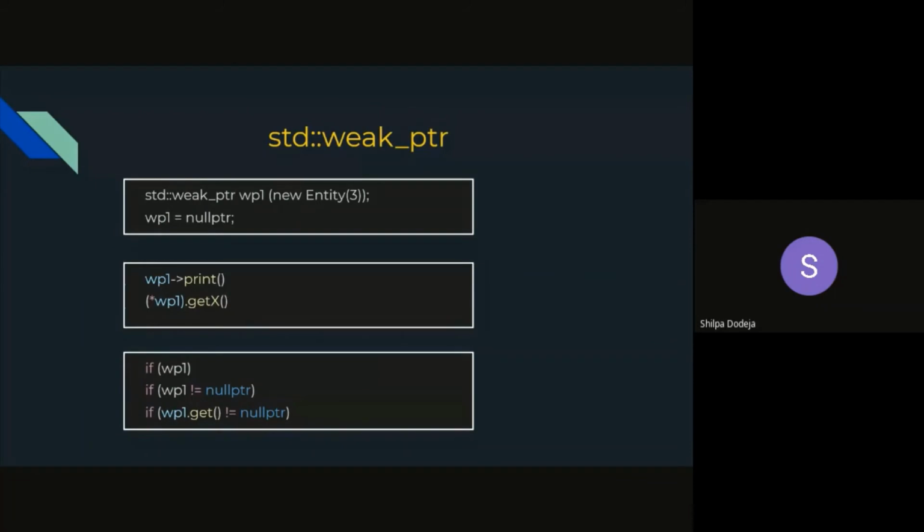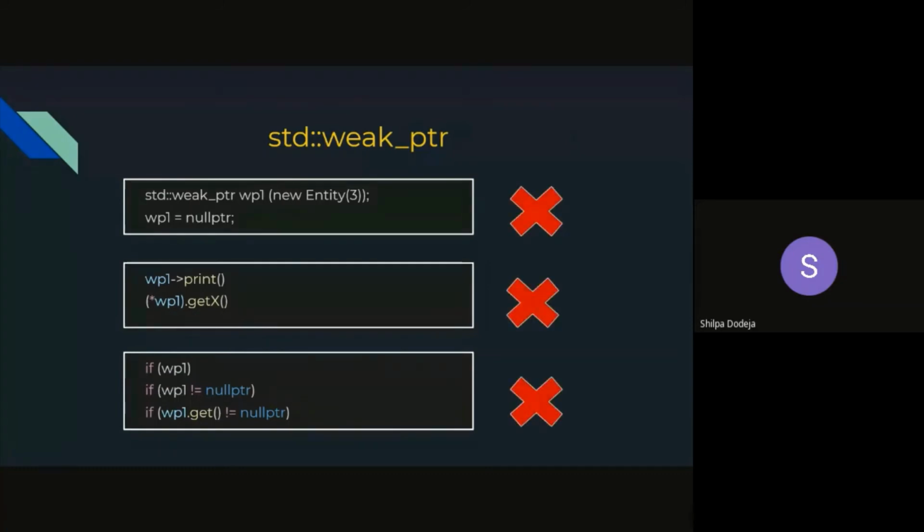As I said before, the weak pointer does not participate in the ownership. That means it will not manage that object. So if a weak pointer is not managing an object, this particular line will not make sense. If the weak pointer is not ready to manage a particular object or resource, then I can't ask it to manage it, right?